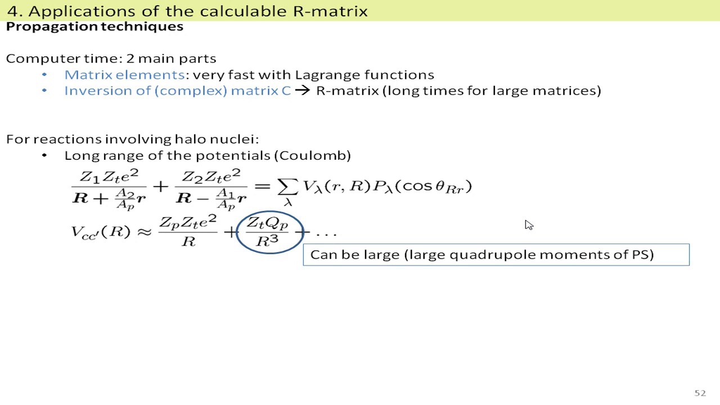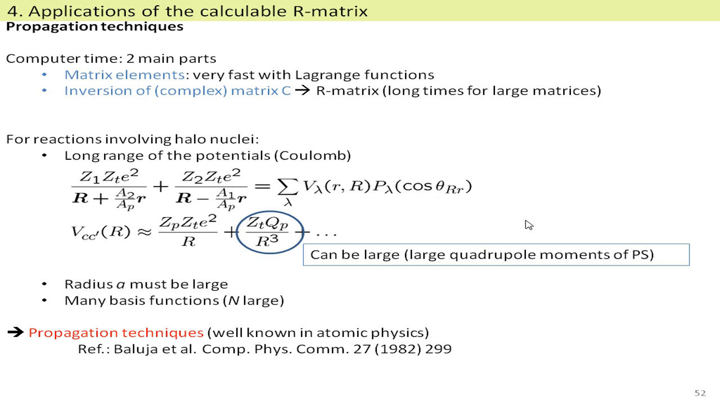And this is even stronger when you have dipole couplings. When you have couplings between 2 channels with angular momenta differing by 1, you may have dipole coupling, so you have here 1 over R squared, not R cubed. And then you may also have a very important contribution for large distances. So in that case, you have to use a large radius, so it means that you may have very large bases. And this is a problem because it's related to the inversion of the matrix C.